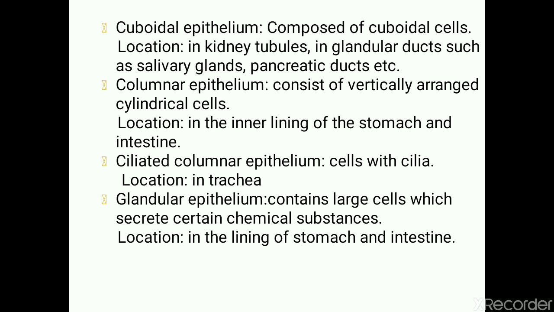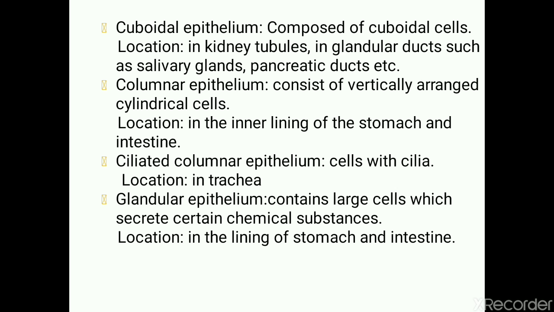Columnar epithelium consists of vertically arranged cylindrical cells, and they are found in the inner lining of the stomach and intestine. They can be of two types, that is ciliated columnar epithelium. These cells have hair-like projections called cilia, and they are mainly found in the trachea region. As we inhale air, dust particles and germs also enter along with it, so the cilia help in removing them by trapping the germs and dust particles.